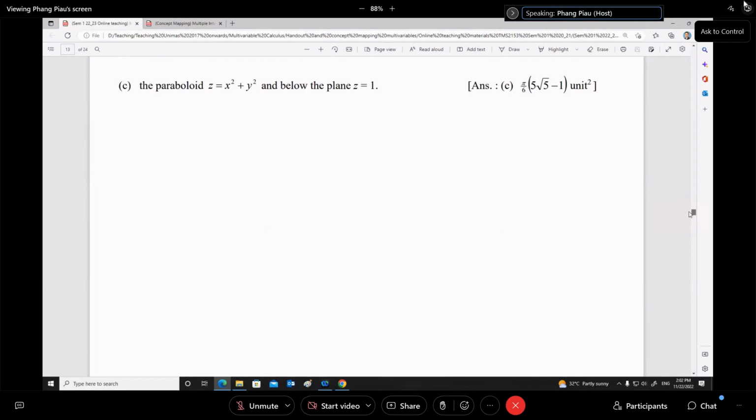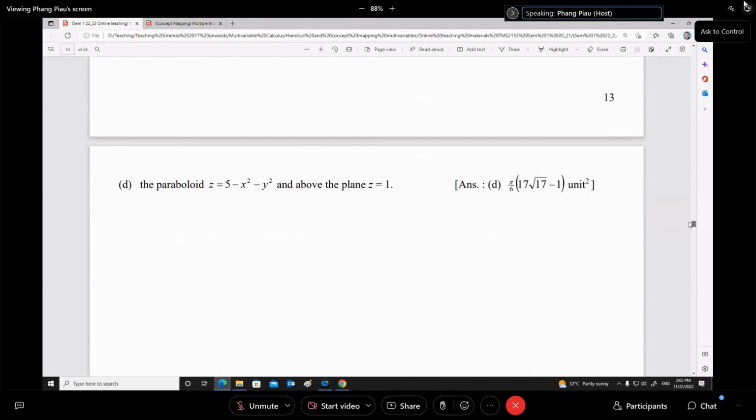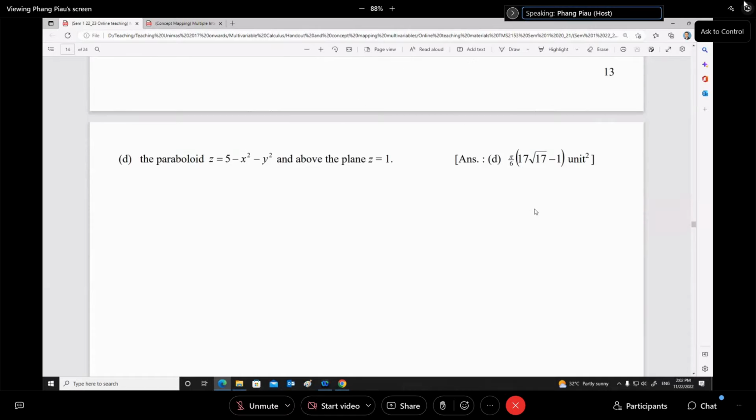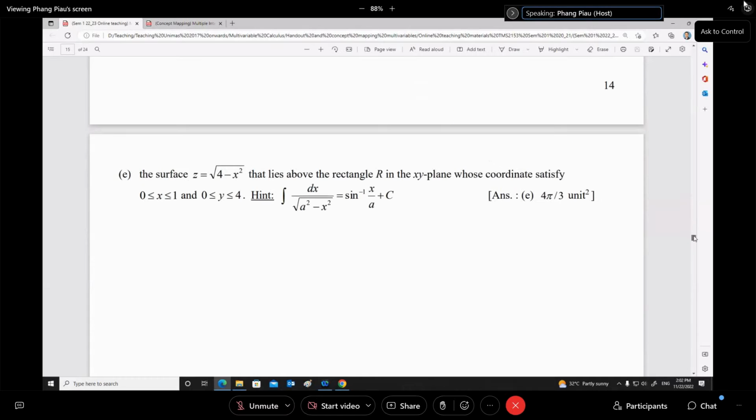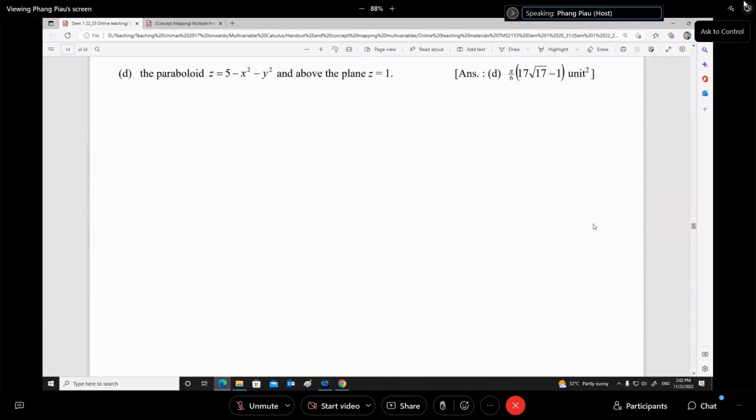We have done three examples on surface area, so this will be the fourth one. We have two more examples before we move to triple integral. Before that, I forgot to do record. Okay, so we start with this example.